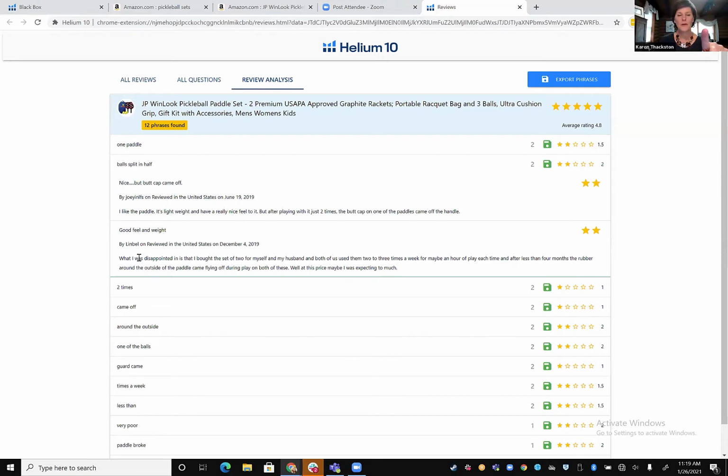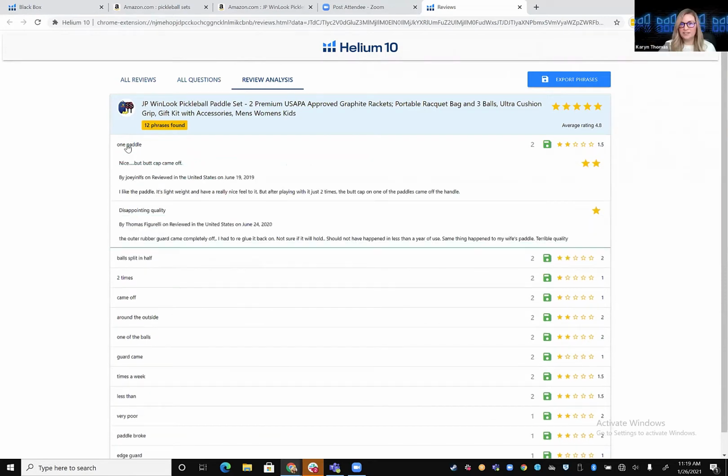That's a point I was just going to make. Can you click back up on that first one, paddle? Absolutely. Did I see something? I had to click back on. Nice, but the butt cap came off. Like the paddle, lightweight, really nice feel. Terrible quality. Okay, so they're all saying the same thing about these bits and pieces of it falling apart.